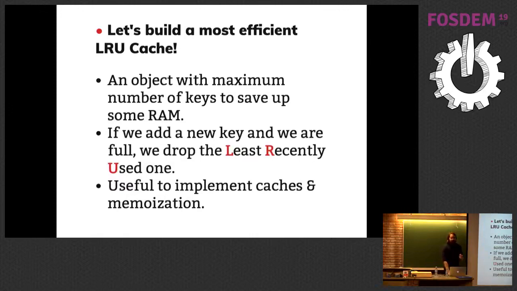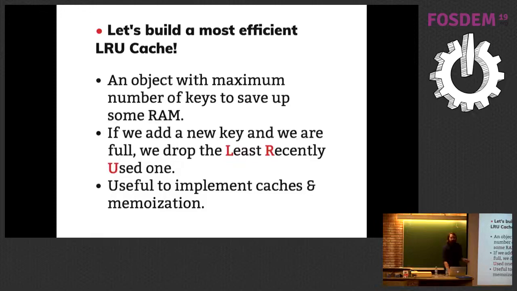The idea here is that you only want to keep the most frequent keys in the dictionary or in the object, so you can alleviate the other ones in the map. So for instance, if we had a new key and the object is already full, we are going to throw away the least recently used one. And this is why it's called an LRU cache.